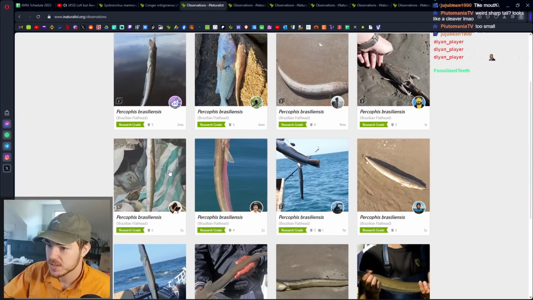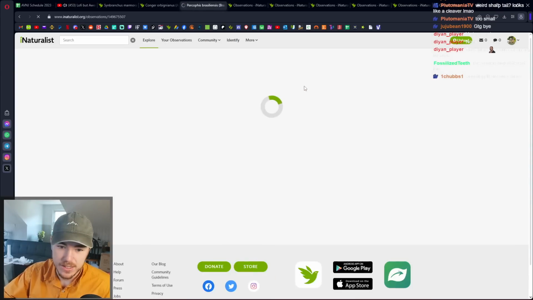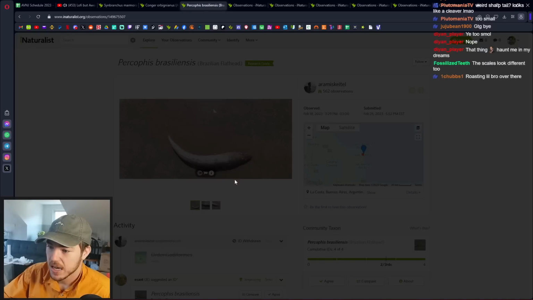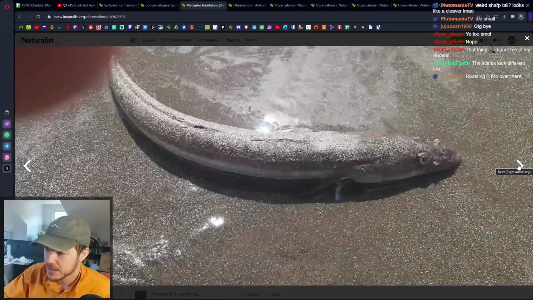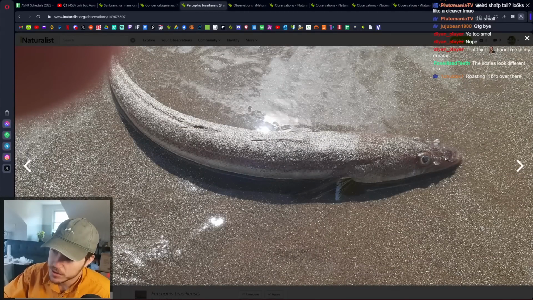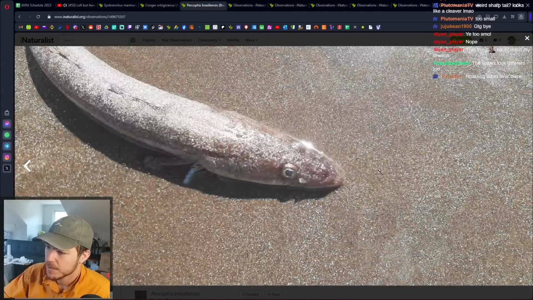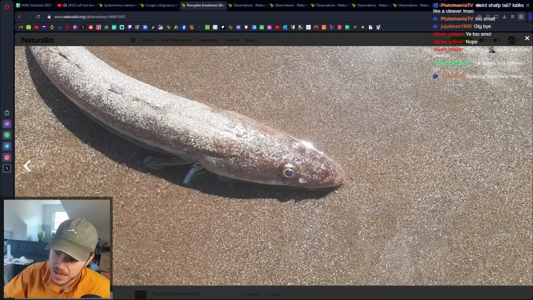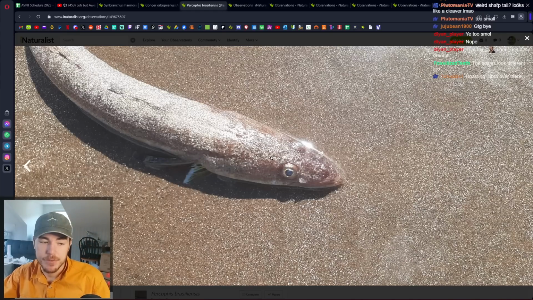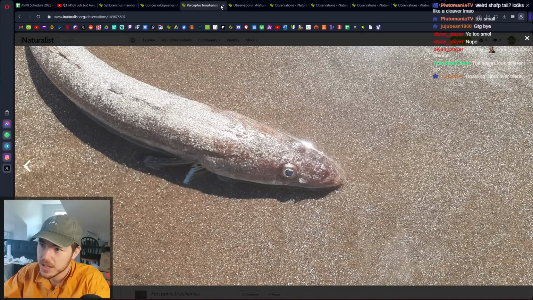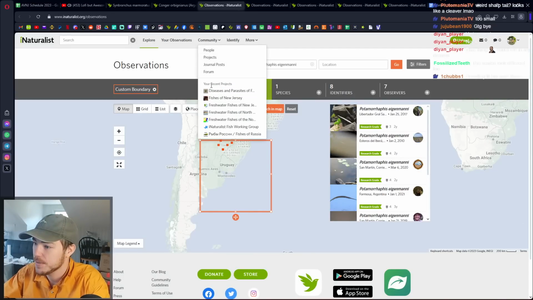A Percophis, Brazilian flathead. Let's look at this. This guy, he does seem to have a pointy tail. He seems to be a bit on the thick side, and his nose is a bit long. Okay? Yeah, see how his bottom jaw comes out even further? So just by the shape of the face can actually help you with a lot of fish. So we can safely eliminate this flathead.